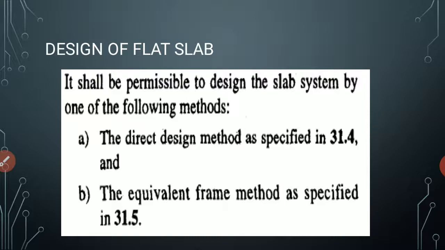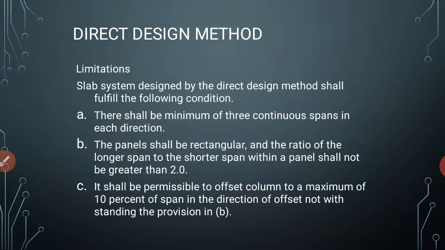So there are two methods for the analysis and design of the flat slab. The first one is the direct design method and the second one is the equivalent frame method. Both methods are there in the IS clauses. The direct design method is in clause 31.4 and the equivalent frame method is in clause 31.5. Now both methods have their own advantages and disadvantages. So we'll see here which method is better and which gives us accurate calculations and feasibility in the construction and cost.